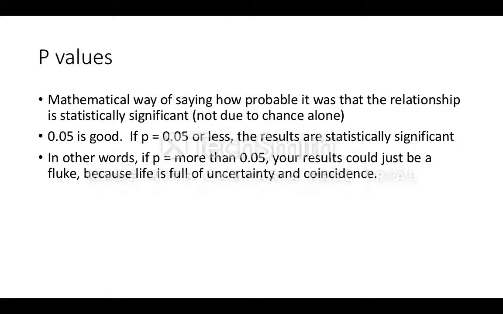In addition to your R-score, when you calculate a correlation, you'll also get a p-value. And p-values are used across all different kinds of statistics, and they're a mathematical way of saying how probable it is that the relationship between the two variables, in other words, that the R-score you got, is not just due to chance alone. So statistical significance is concerned with measuring the uncertainty of life. There's a lot of uncertainty in coincidence.